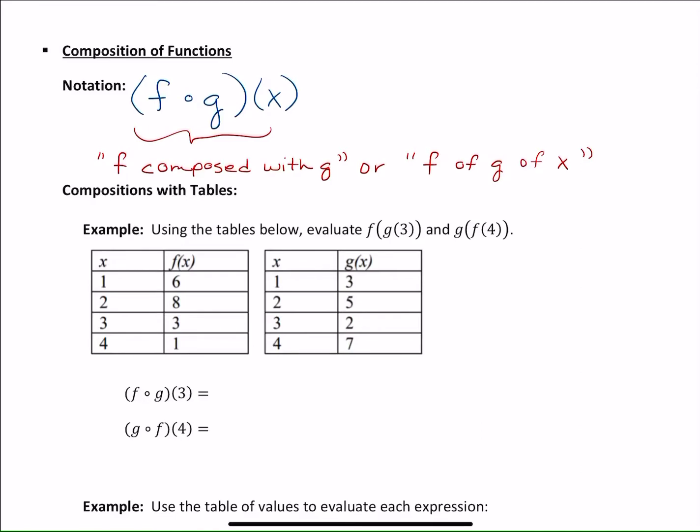Other notation you might see is just f of g. That means you're going to compose f with g. Algebraically, what that means is you're going to plug g of x into f of x everywhere you have a variable, or in this case, we're using x. So you're going to take whatever they give you as the g of x function and plug it into f of x.